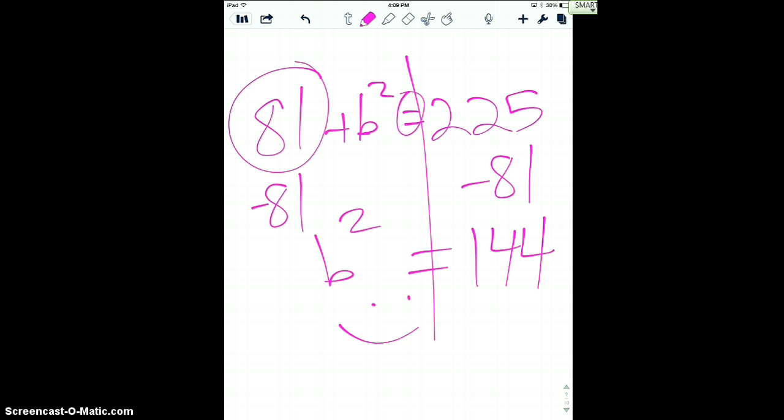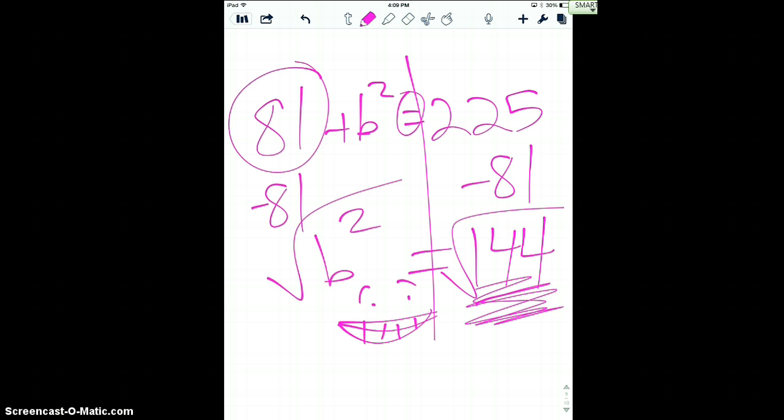And at this moment, you should be super duper happy, with your teeth showing and eyebrows up and your eyes open, because this is perfect. I'm not going to have to approximate. This is a perfect root. So if I take the square root, the value of that missing leg is 12. And done.